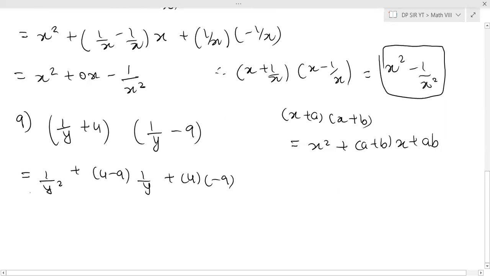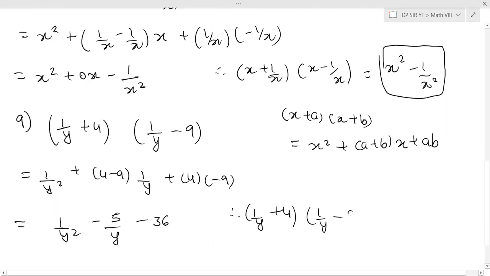ठीक है. So this is the formulation part. So इधर क्या आ जाएगा मुझे, 1 upon y square, 9 minus 4 is 5, so here it's going to be minus 5 upon y minus 36. So your final answer is (1 upon y plus 4)(1 upon y minus 9). उसको एक्सपांड करने पे मुझे मिला 1 upon y square minus 5 upon y minus 36. So this is my final answer. I hope it's easy.